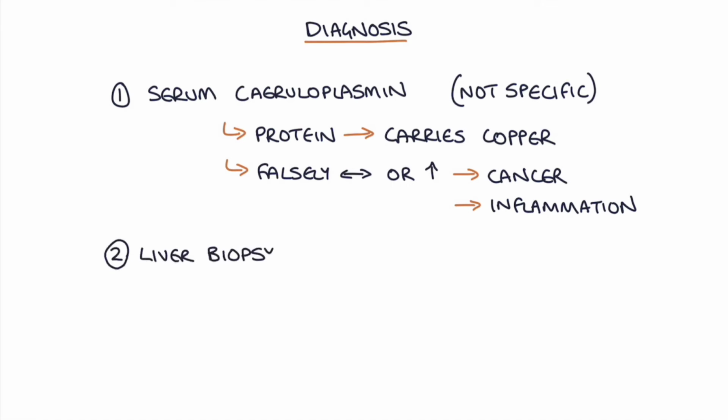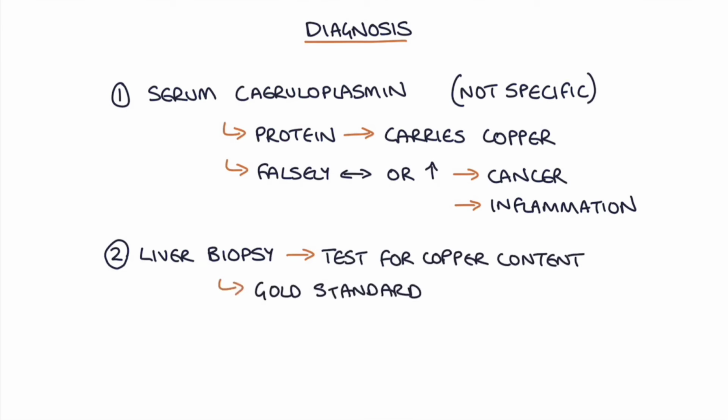You can do a liver biopsy, which is to test the liver for its copper content, and this is the definitive gold standard test for a diagnosis. So if you want to establish a definitive diagnosis, liver biopsy is the way to go. You can also make a diagnosis based on the 24-hour urine copper assay. So this is how much copper is in the urine over a 24-hour period. But this is quite a cumbersome test where you have to continuously collect urine samples for a full 24 hours.